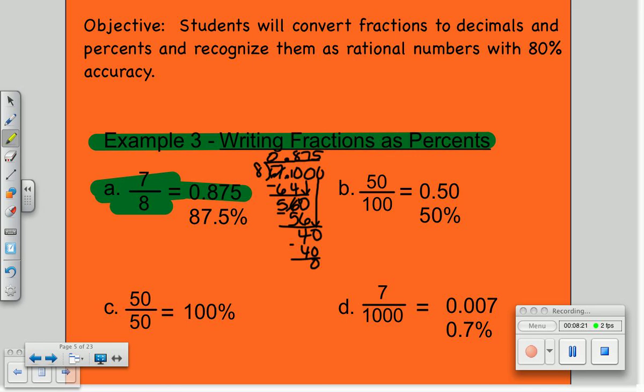To write that decimal then as a percent, remember we move the decimal 2 place values to the right. 1, 2. And we have 87 and 5/10%. Okay?